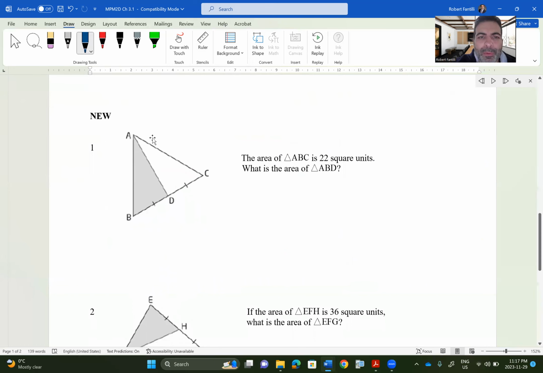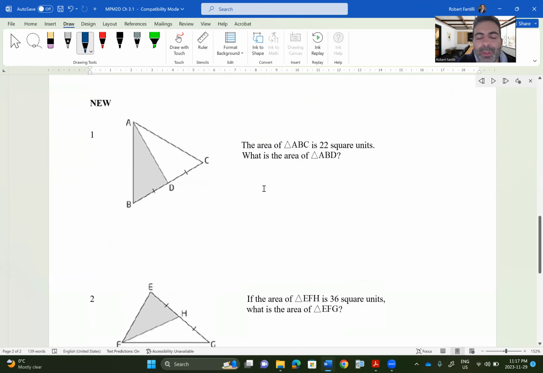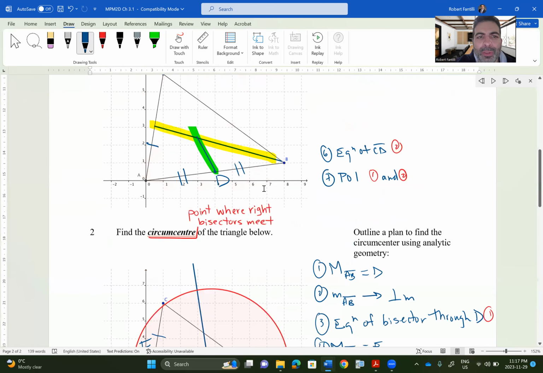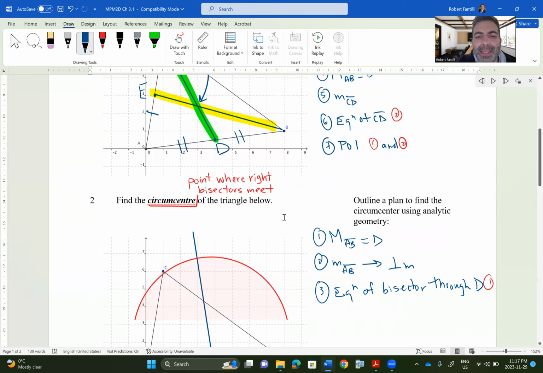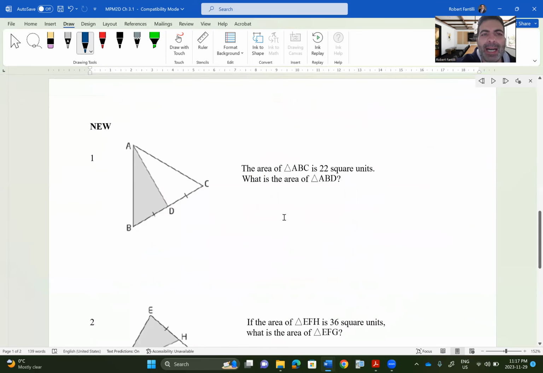This may be a bit of a review from grade 9. The real key here, if you look at the learning goals, is to understand that a median bisects the area of a triangle. So in this case, how do I know that this line from A to D is a median? Well, I've got the hash marks here to prove it. So that means D is indeed the center of line BC. So AD, the line AD in green there, is a median.